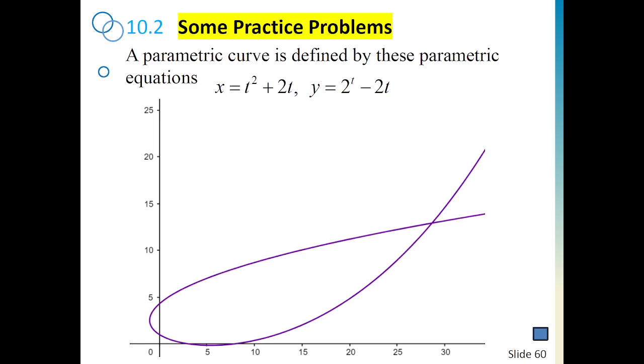Again, you have 2 or 3 formulas. You have the formula for the slope, the second derivative, and area and arc length. So you have 4 formulas to work with. I hope you will solve some problems.